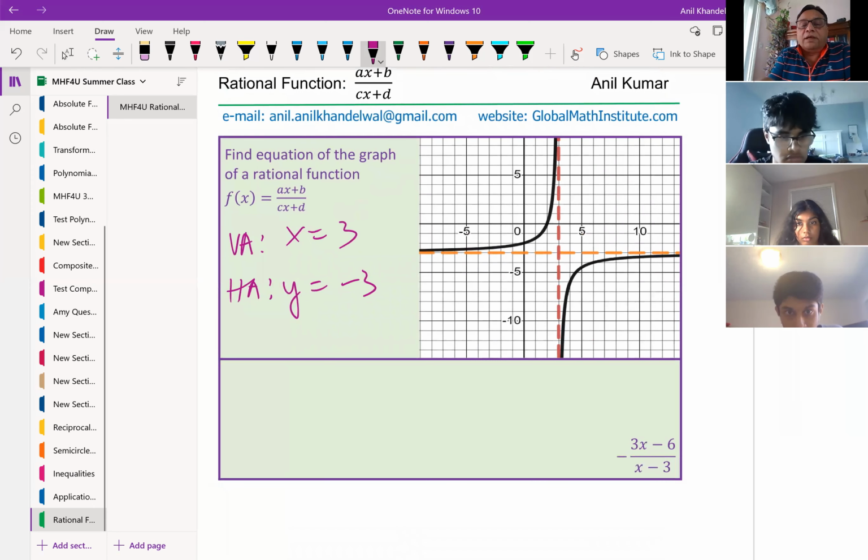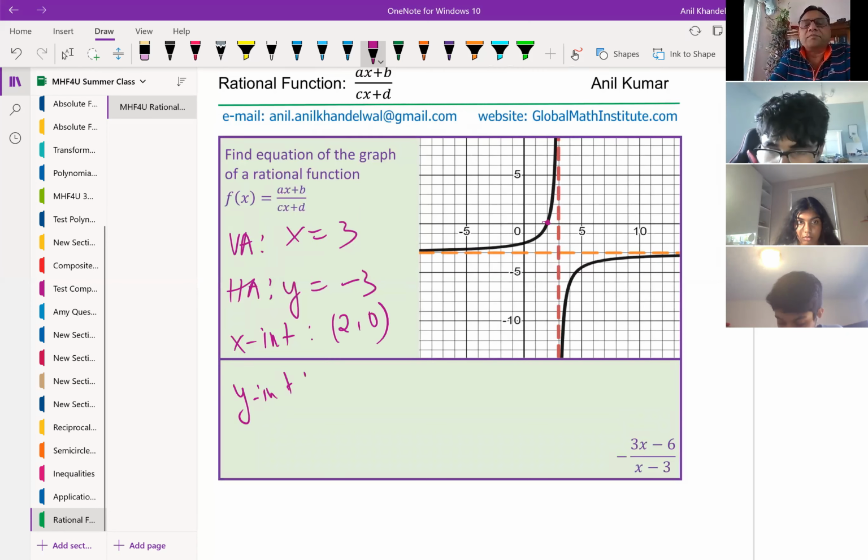Now, x-intercept and y-intercept. Your x-intercept would be at, I think, 2. So let me write (2, 0). And the y-intercept is at -2. Is that clear? Yeah.